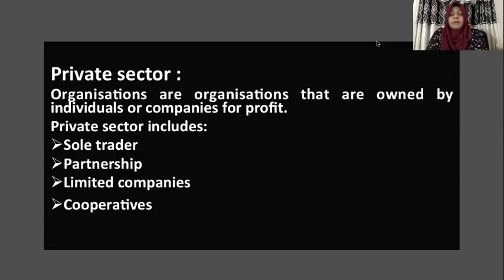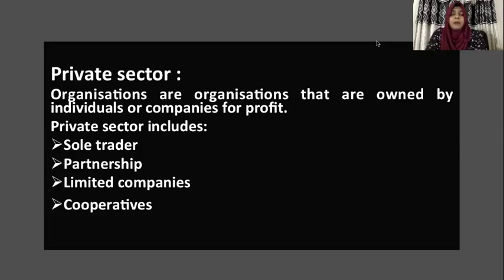At the same time, we also have partnership businesses where 2 to 20 people will be involved in business to enjoy profit. We also have limited companies. Under limited companies, you would be learning mainly about public limited companies as well as private limited companies. You need to have the clear difference between these two types of limited companies.